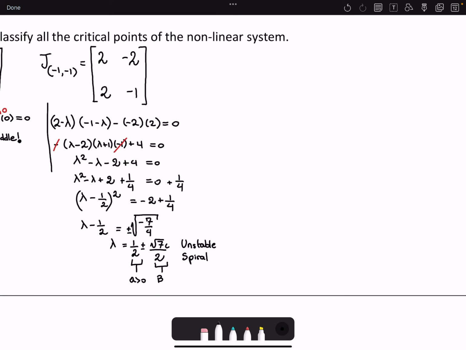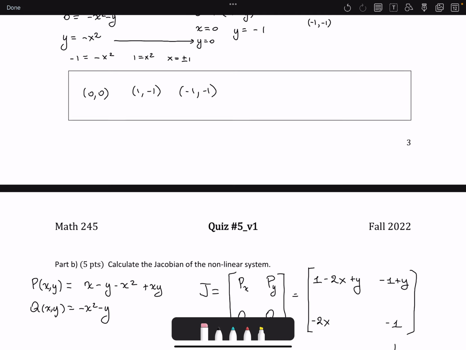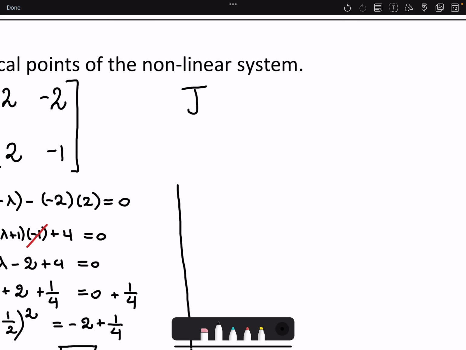And now we're going to be looking at the last one. I don't remember what the critical point was, 1, -1. So here we're going to evaluate the Jacobian at 1, -1. And so what are we going to get? So -1 minus 2, that's going to be -3 plus 1, that's going to be -2. And then 1 minus 1, that's 0. -2 times 1, that's going to be -2, and -1 over here.